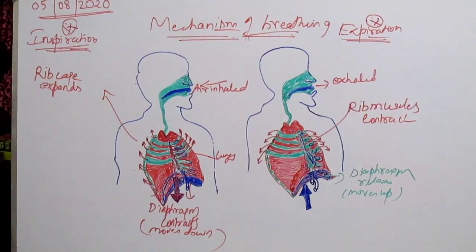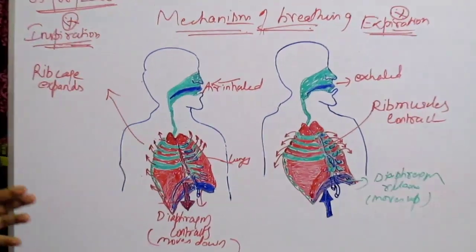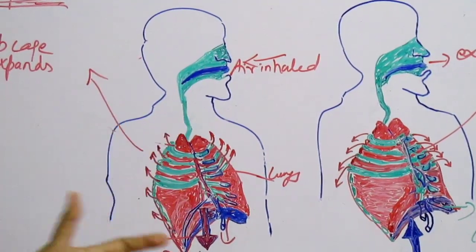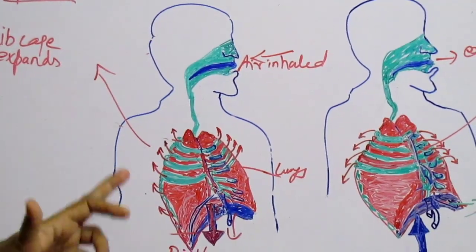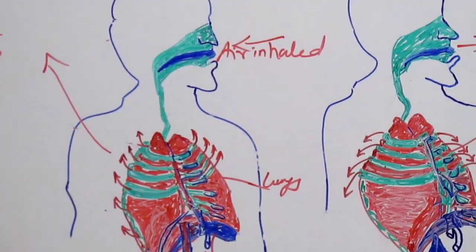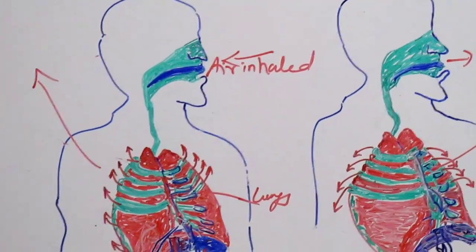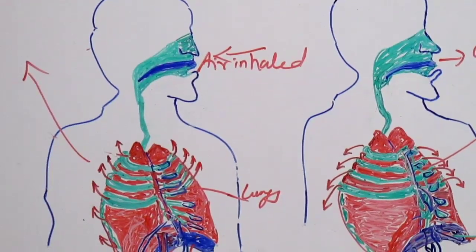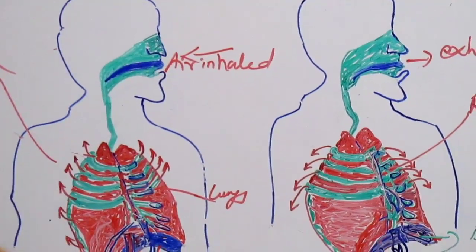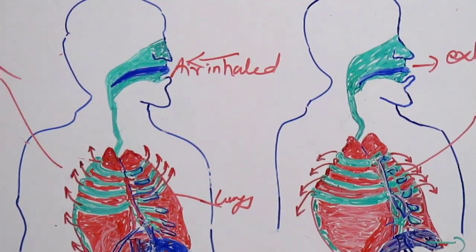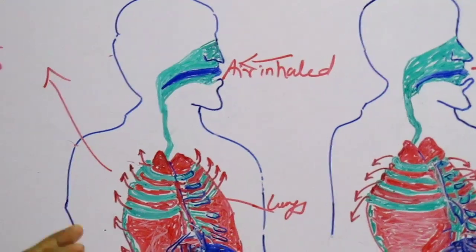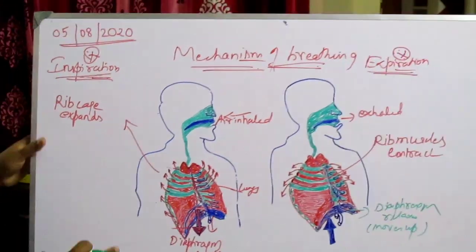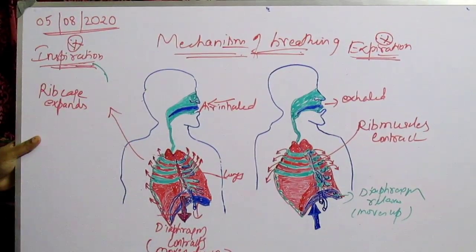Talking about inspiration, what is happening during inspiration? When the air is inhaled, the diaphragm and the external intercostal muscles contract, causing the rib cage to expand and move outward, expanding the thoracic cavity and the lung volume. This creates a lower pressure within the lung than that of the atmosphere, causing air to be drawn into the lungs. So this is the inspiration process.